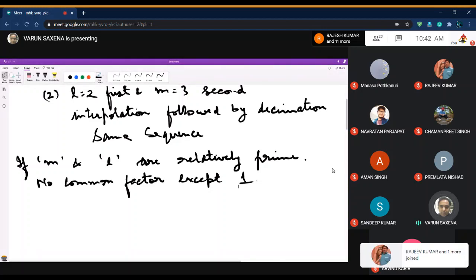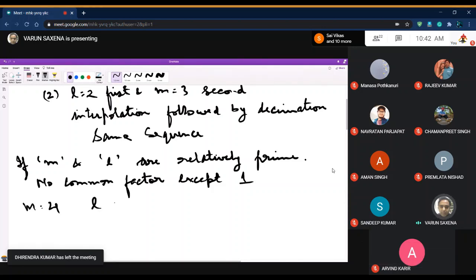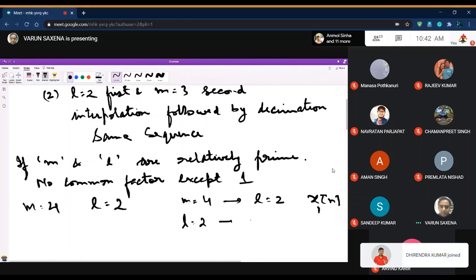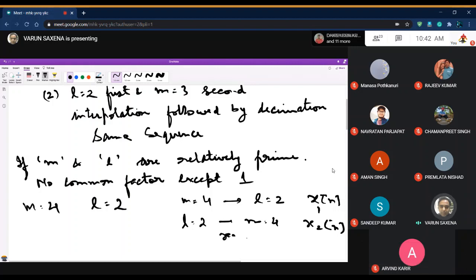But if suppose you take M to be 4 and L to be say 2, then if you do M equal to 2 operation followed by L equal to 2 operation, you will get a sequence say x1(n), and if you do L equal to 2 followed by M equal to 2, you are going to get a sequence x2(n), and x1 is not going to be same as x2.